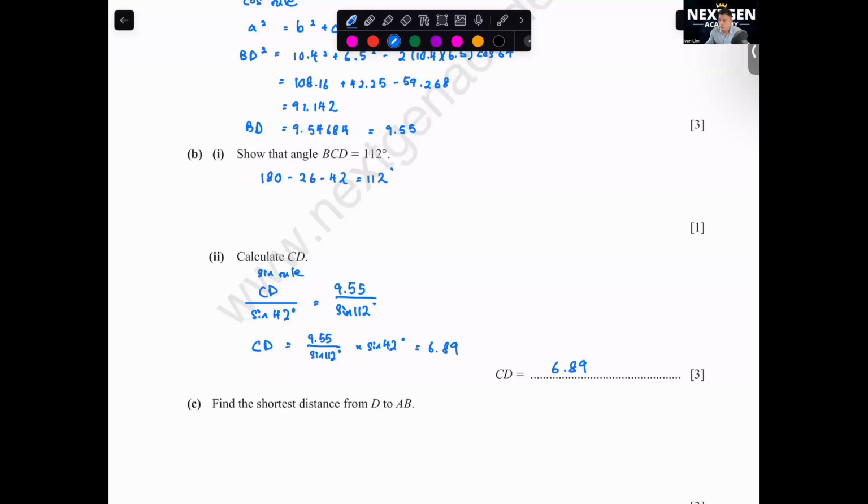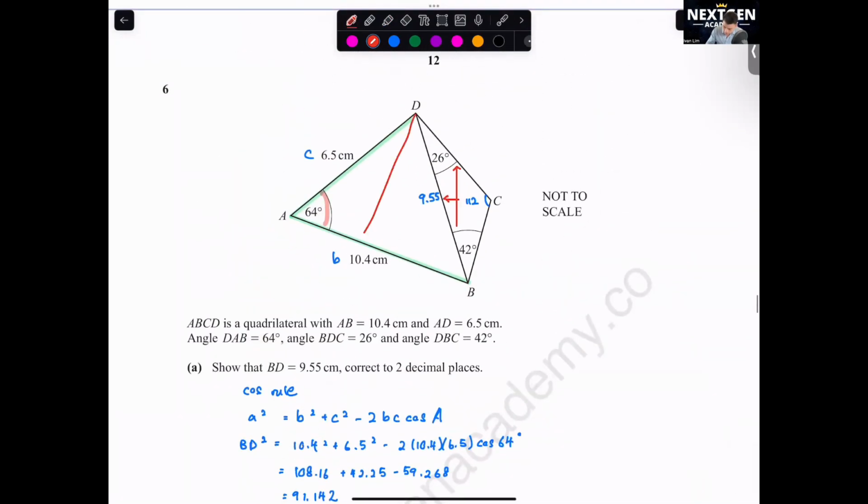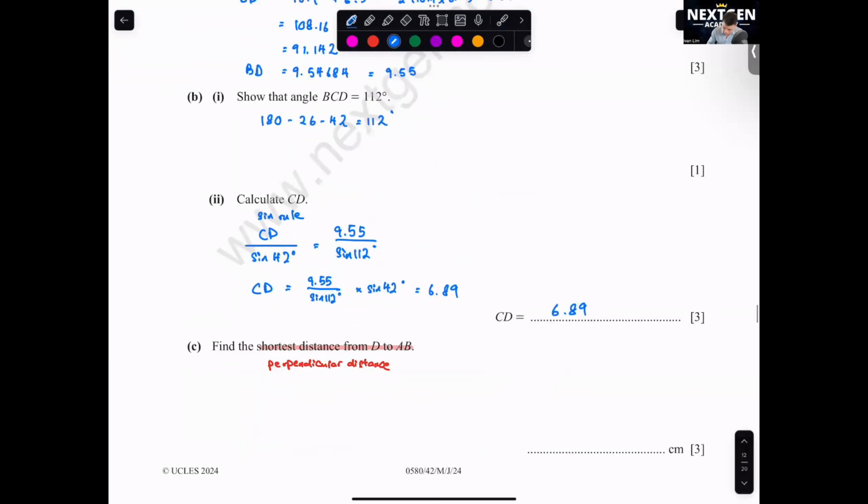Okay, then question C, find the shortest distance from D to AB. When they say from a point to a line, this means your perpendicular distance. This will be your shortest distance. Okay, D to AB. Okay, what can we use here? We've got this. We want to find this. We've got this and this. So I'm going to use this triangle, DA. Okay, let's call this M. Okay, DAM. Draw this out first.